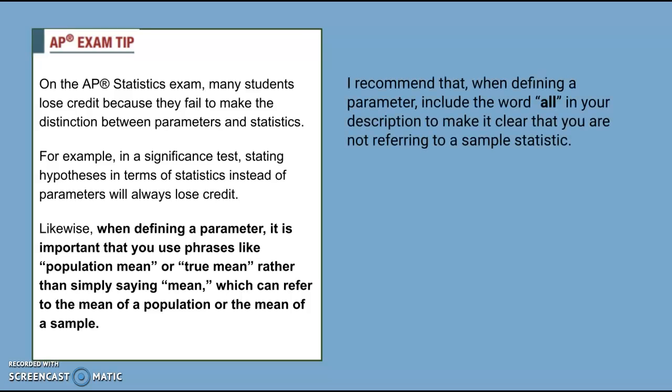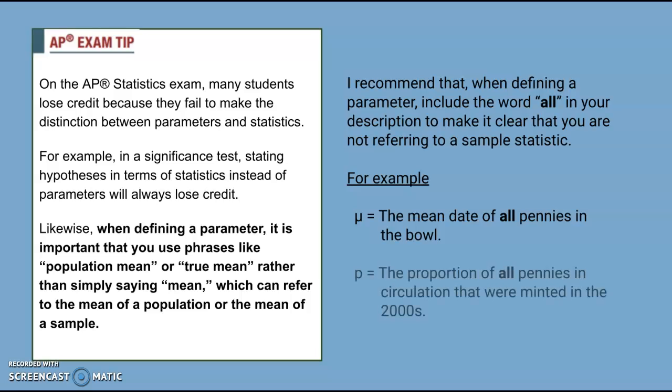So I recommend that when defining a parameter, use the word all in your description to make it clear you're not referring to the sample statistic. For example, if you're defining mu, it is the mean date of all pennies in the bowl. Or P is the proportion of all pennies in circulation that were minted in the 2000s. By using the word all, it's clear you mean the population and not the sample.